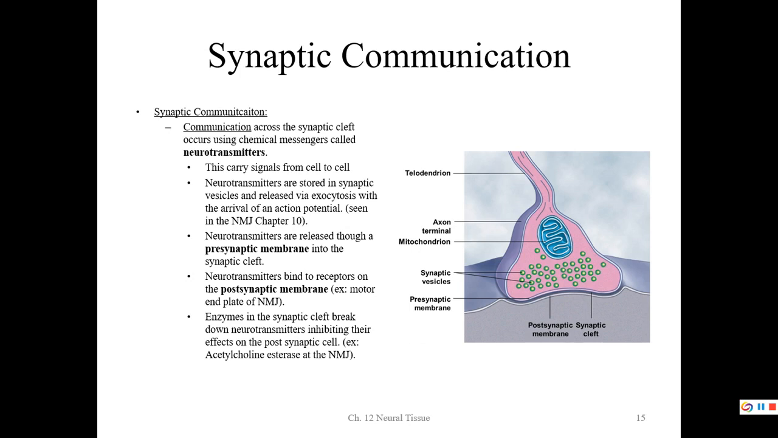Just like how they're stored in vesicles, they're released via exocytosis when an action potential arrives, just like we saw with the NMJ. Now there's a presynaptic membrane right here, and the presynaptic membrane is the membrane which the vesicles that have the neurotransmitters in them, for example acetylcholine, have to pass through. The postsynaptic membrane is on the receiving cell, and it holds the receptors. A good example of that was the motor end plate of the NMJ.